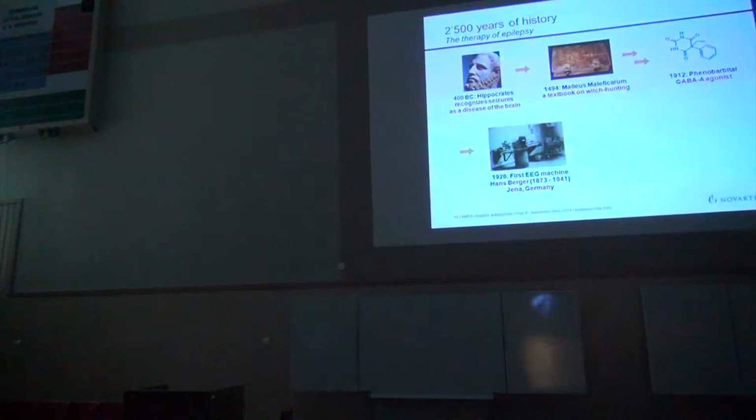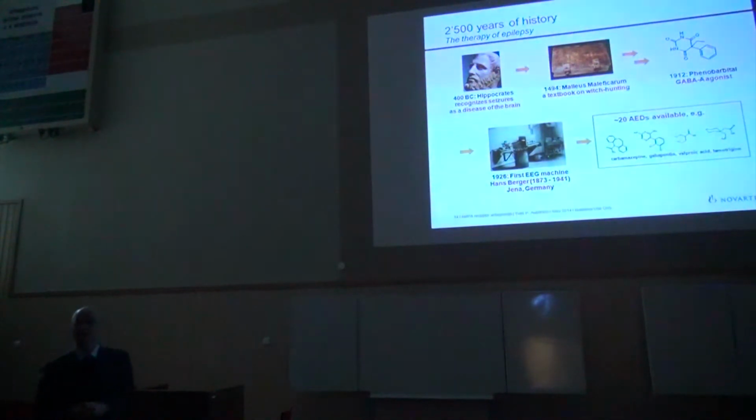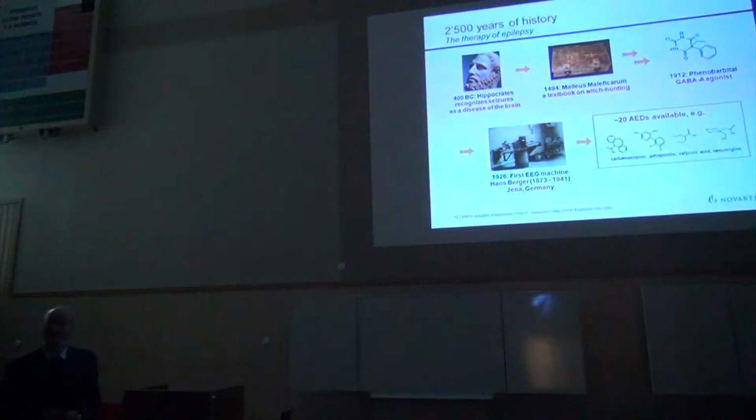The scientific understanding of epilepsy increased rapidly with, in particular, the development of the first electroencephalographic machine by Hans Berger in 1926 at the Jena University in Germany. And all this led to the development of new molecules for the treatment of epilepsy. There are currently about 20 anti-epileptic drugs available on the market. And I will tell you a little more about these drugs, and in particular about why we need more, in the next slides.